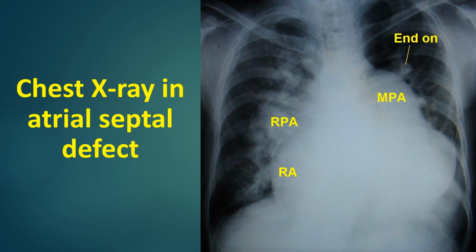Cardiomegaly in VSD and PDA with large left-to-right shunt is due to left ventricular enlargement, but this comes down with the development of pulmonary hypertension. That is why cardiomegaly is not a feature of Eisenmenger syndrome due to VSD and PDA.